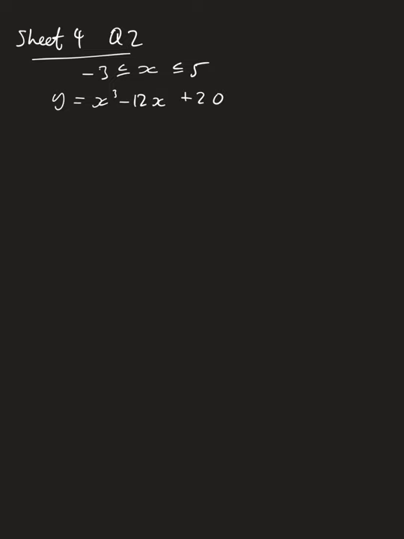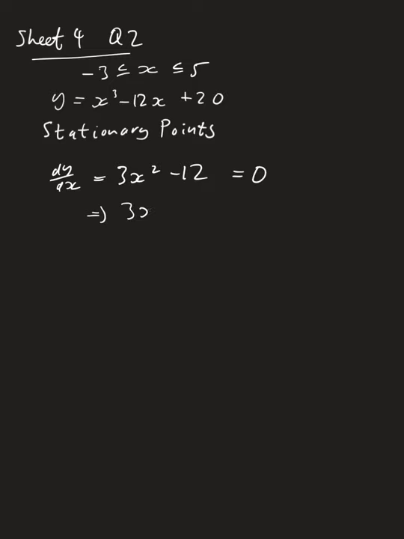So this greatest and least value will be either at a stationary point or at one of the endpoints. So we start off looking for stationary points. To do that, we find dy/dx, which is 3x squared minus 12, and we let that equal 0. So that gives us 3x squared is equal to 12, or x squared is equal to 4, or x is equal to plus or minus 2.